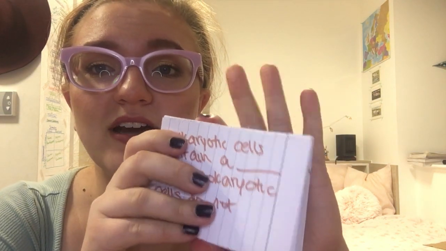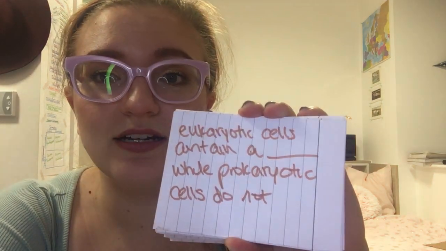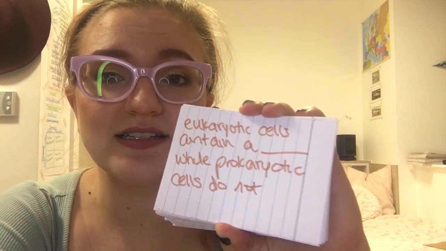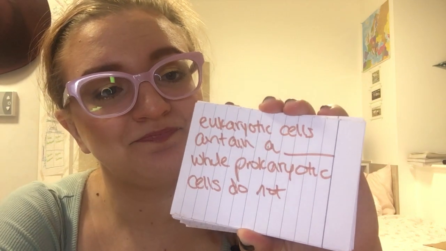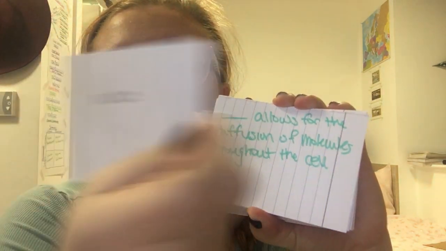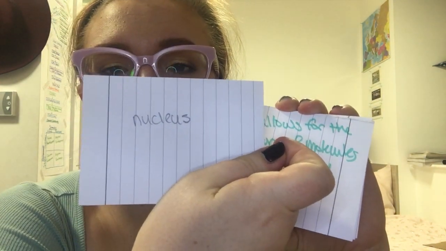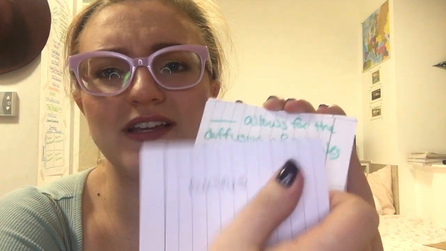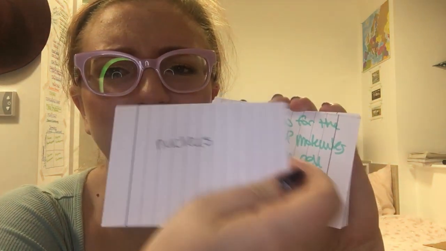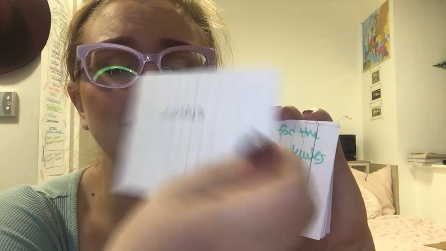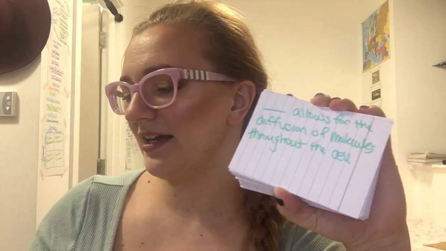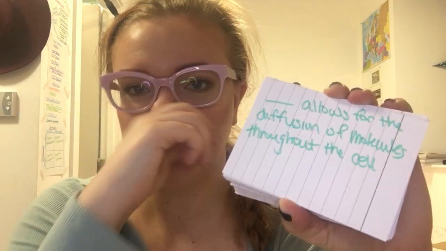So starting with eukaryotes, really the difference between them: eukaryotic cells contain a blank while prokaryotic cells do not. That is a nucleus. The eukaryotic cells are the ones that have the nucleus. There are other differences as well, but that's really the primary difference: eukaryotic cells contain a nucleus and prokaryotic cells do not. They just have that little bundle of DNA in them. They don't have a true nucleus.